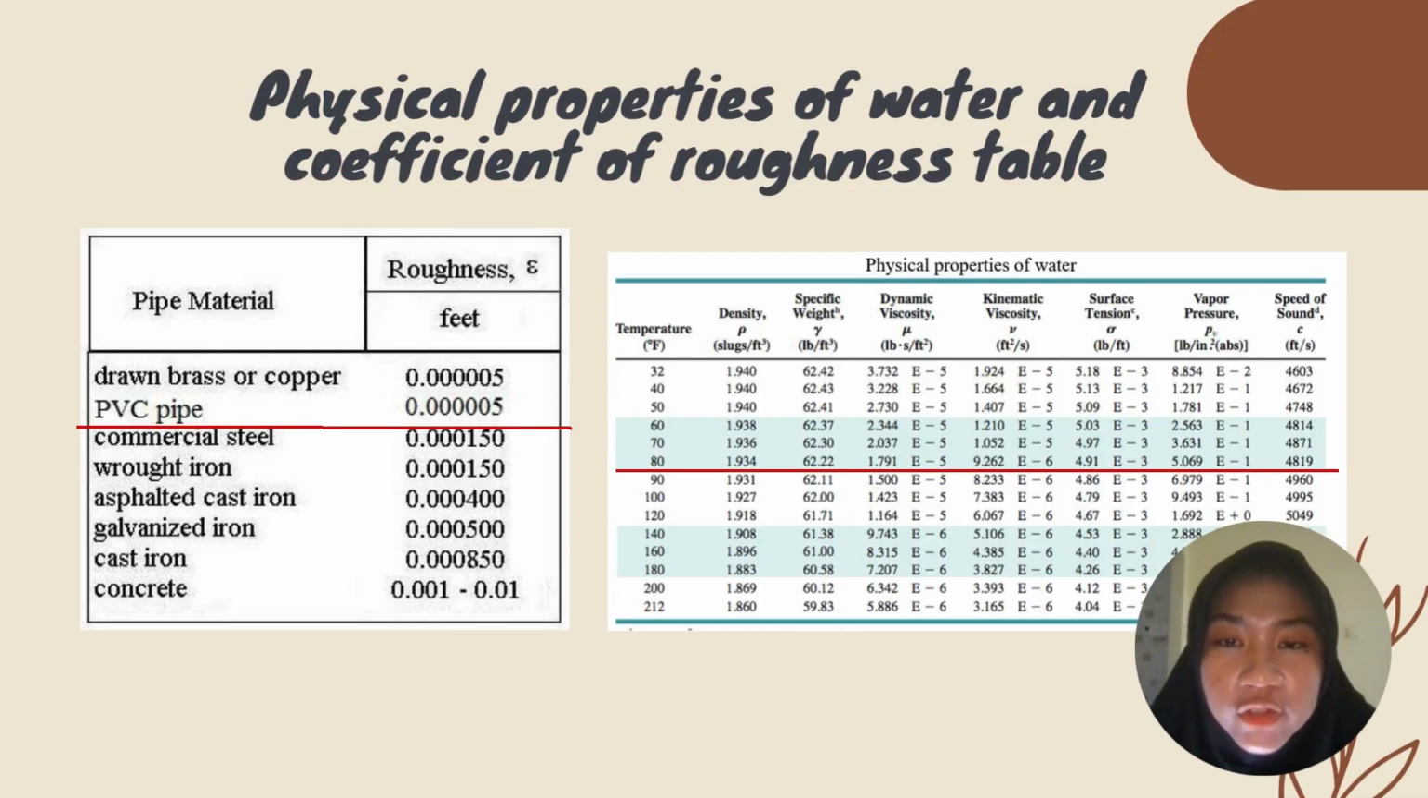Here are the coefficient of roughness for the pipe material, which is PVC, which is 0.000005, and also the physical properties table of water. So since we are taking 27 degrees C for the assumption for the water temperature, which is equivalent to 80 degrees Fahrenheit, so these are the data we already attained.